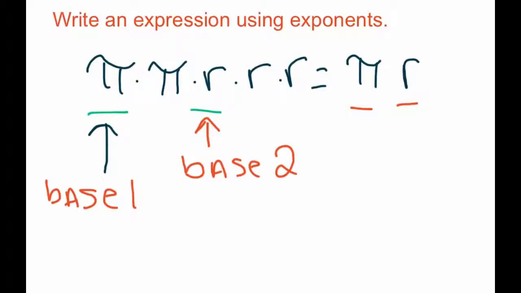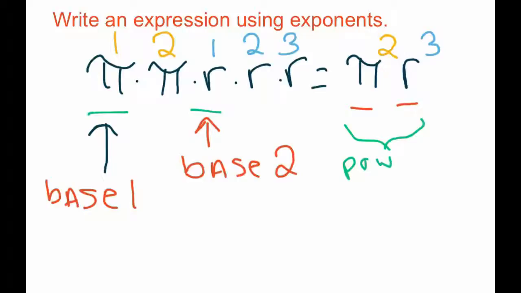Next, we have to find the exponents. When we look at pi, we see that there are 2 pi's multiplied by each other. So our exponent for pi would be 2. When we look at r, we see 1, 2, 3 r's multiplied by each other. So our exponent for r would be 3. So our final power would be pi squared r cubed. This would be our final answer.